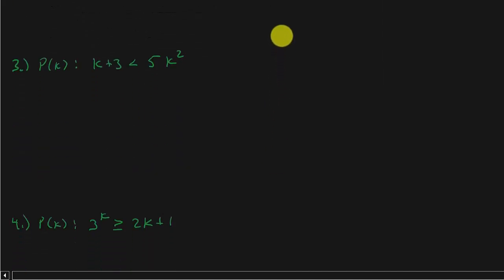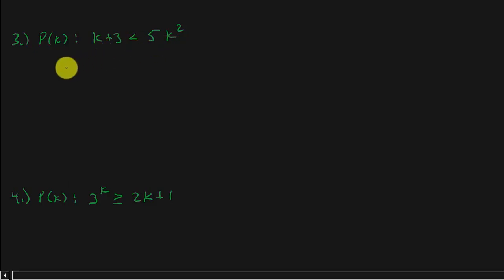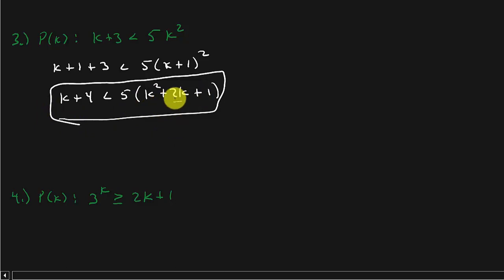All right, so now this one, we're just going to replace each k with k plus 1. So this is going to be k plus 1 plus 3 is less than 5 times (k plus 1) squared. And so this is going to leave me with k plus 4 is less than 5 times (k squared plus 2k plus 1). And then just leave it like this. No reason to distribute the 5. Now, how did I get this part right here, this k squared plus 2k plus 1? Well, that's folding this out. Remember, that's k plus 1 times k plus 1, and I just fold it out.